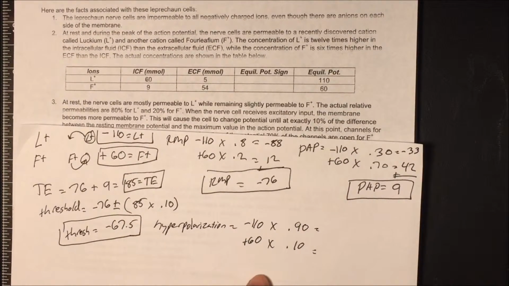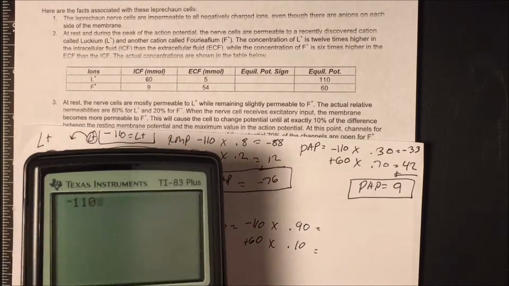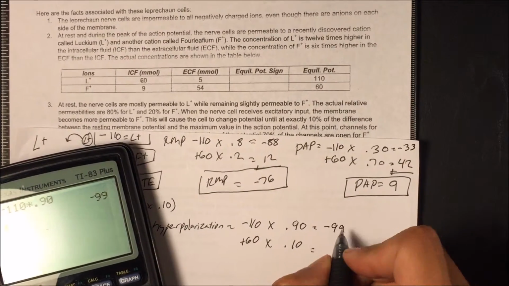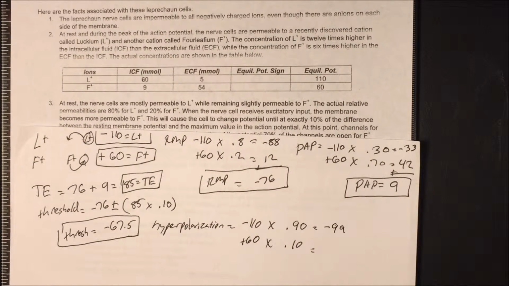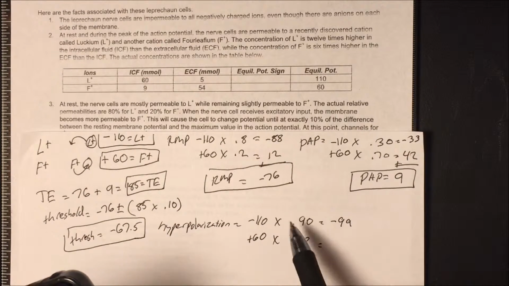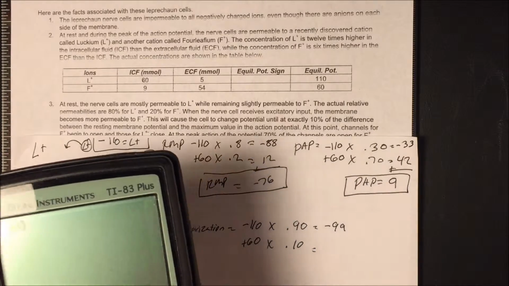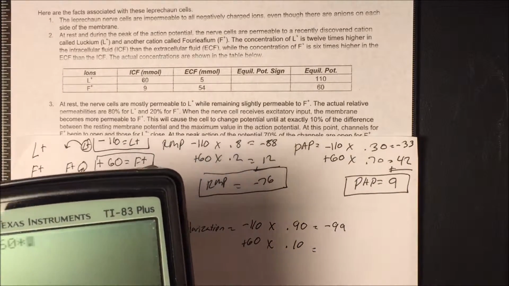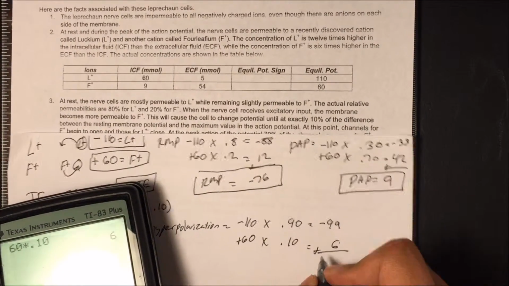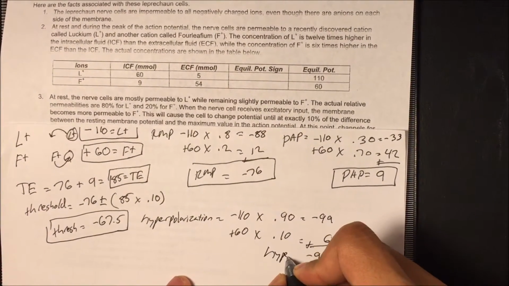So right over here. So negative 110 times 0.9. So really this is just the same formula as before that we used for the resting membrane potential and the peak. It's just the same formula, but this time it's hyperpolarization. And here we have 60 times 0.10 giving us 6. So you just add those two together. That's going to give us negative 93 for hyperpolarization.